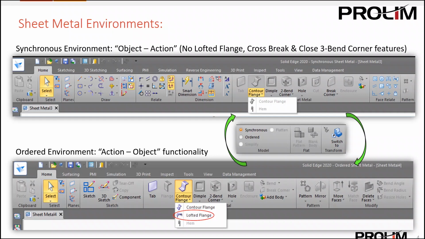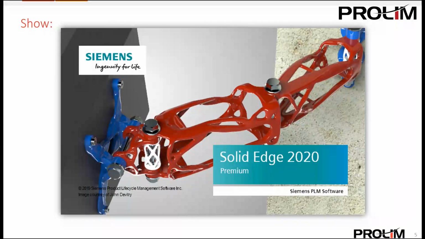So we have the ability on the fly to switch between synchronous and ordered at any time to get access to all of the commands. Unfortunately, we just have to do that in 2 different environments at this time. So we're going to look at the lofted flange in particular, and this is going to require us to be in the ordered environment or the action object. And then we'll go through a few of the steps to create these processes, and you can see the difference between the 2. Now let's go ahead and open up Solid Edge and see these new commands in action.